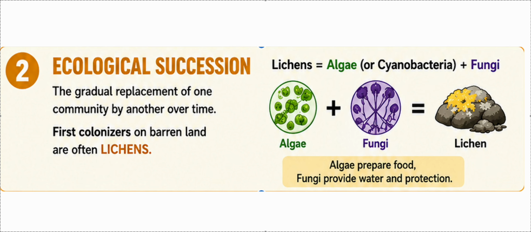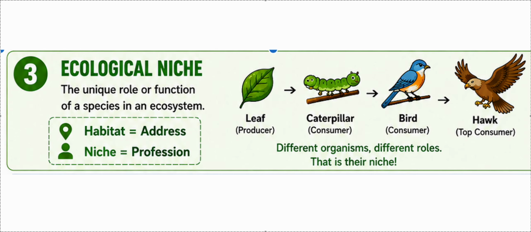We move to the next, ecological niche. This is pronounced as niche. Ecological niche means the role or job of an organism. The easiest way to say it is: habitat is the address and niche means the profession.